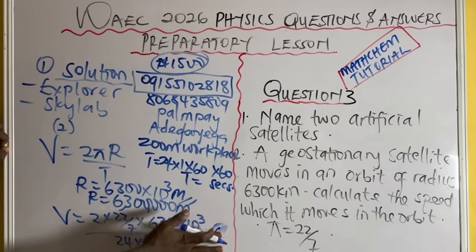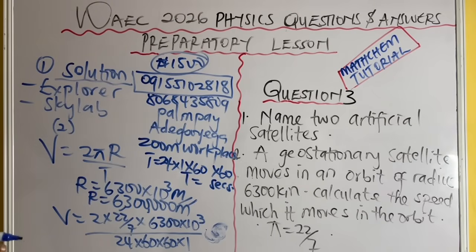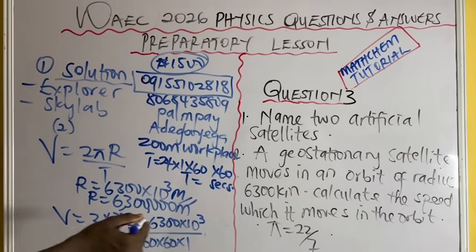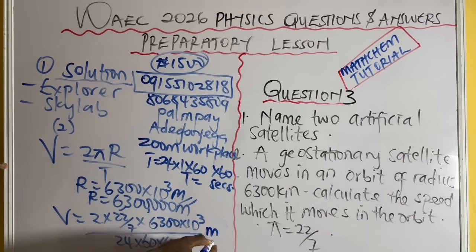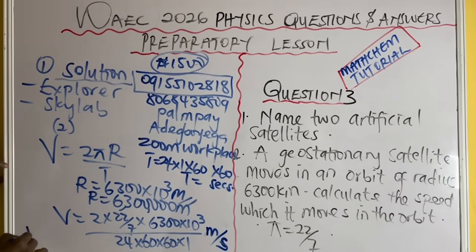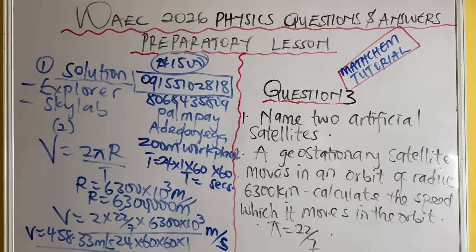So the unit is going to be meter per, and all these are already in seconds, so that'll be meter per second. By the time you divide that, you should have v equals 458.33 meter per second. So that's it. Please try that with your calculator and see what it gives you.